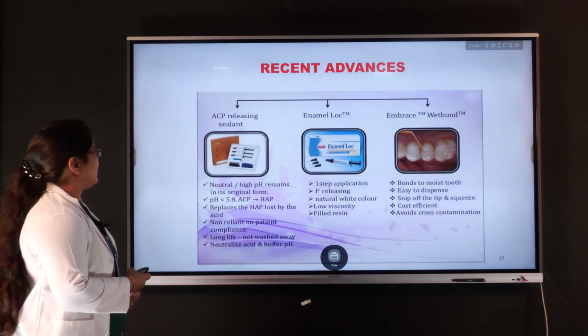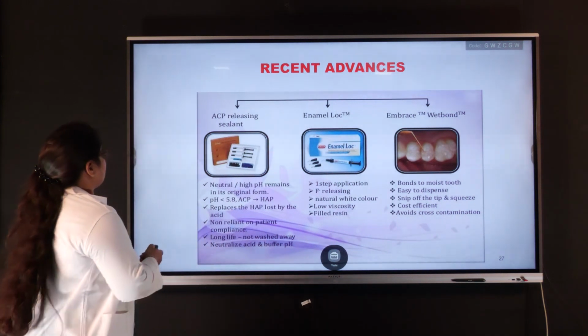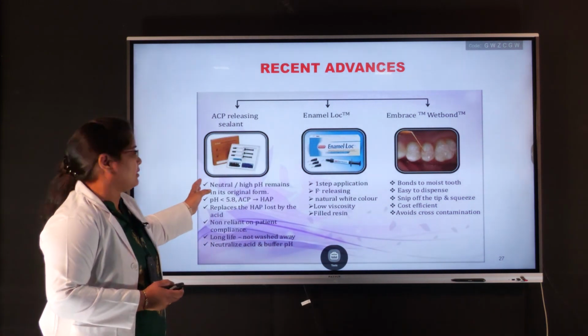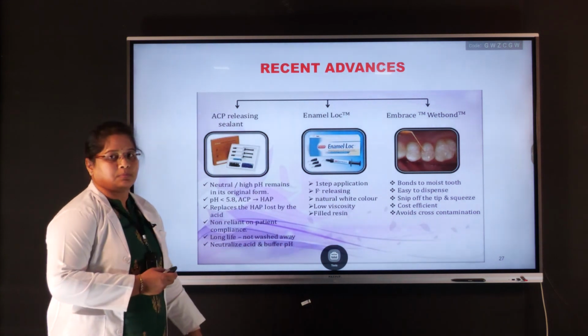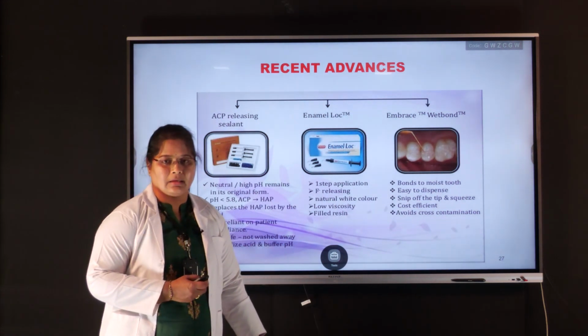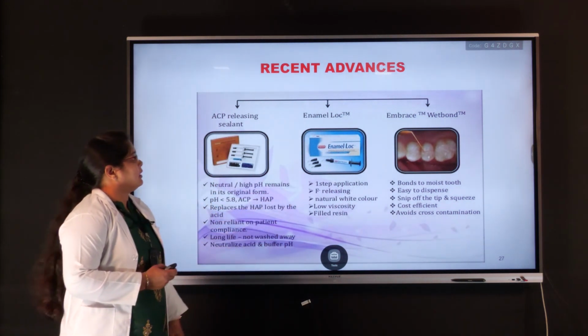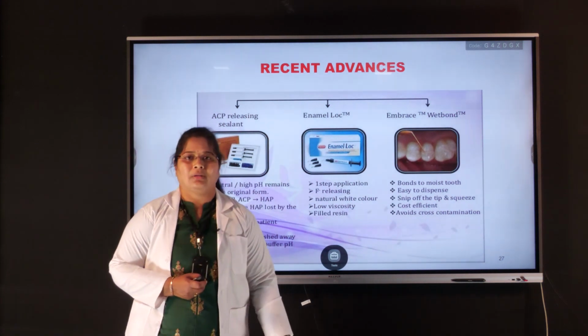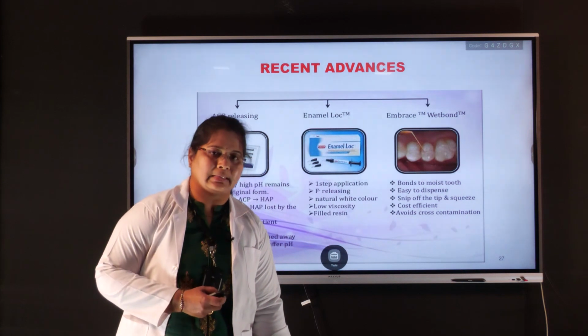These are the recent advances in the sealant. ACP releasing sealant, enamel lock, embrace. ACP releasing sealant is the strongest one. Enamel lock is a self etching sealant. Next one, it can release the fluoride. Embrace wet bond, it can adhere to the wet surfaces. This is useful for the patient with the gag reflex.